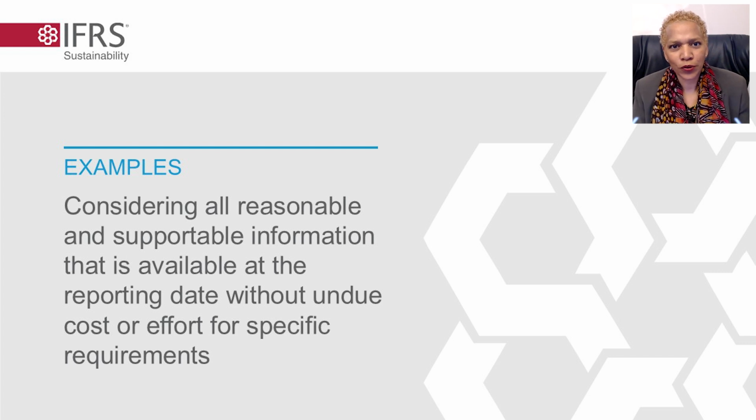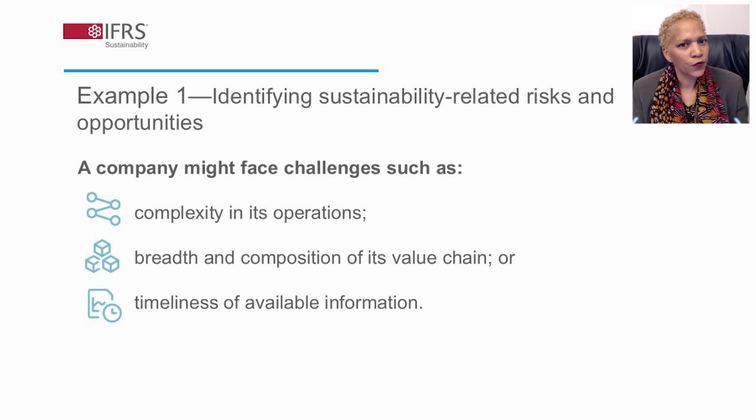Now, let's look at two examples that consider how using all reasonable and supportable information without undue cost or effort can support the application of specific requirements. Note that the following examples do not illustrate all possible circumstances, but simply seek to offer a few examples. In this first example, we will illustrate some of the potential application challenges that a company might face in providing information about all sustainability-related risks and opportunities that could reasonably be expected to affect its prospects, specifically in identifying such risks and opportunities, and how the proportionality mechanisms support its application.